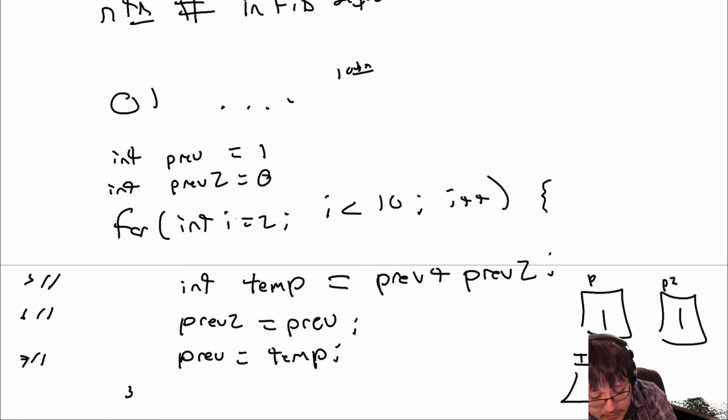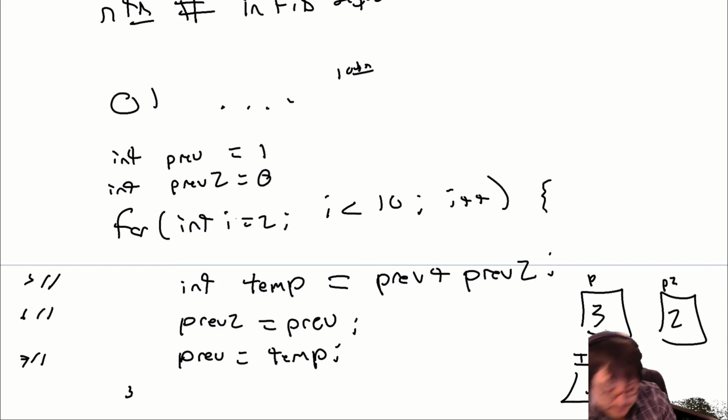But then when we run the second iteration of the loop, temp is going to have a 2, which is the next number in the sequence. And then we're going to update previous 2 to have the value of previous, which is still a 1. But then previous is going to update with temp, which is 2. And then if we run it again, temp is going to have 2 plus 1, which is 3. Then previous 2 is going to get updated with previous. So this is going to get a 2 in it. And then previous is going to get temp, which is 3.